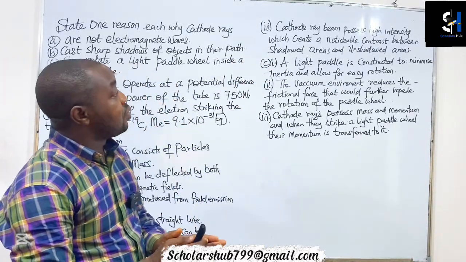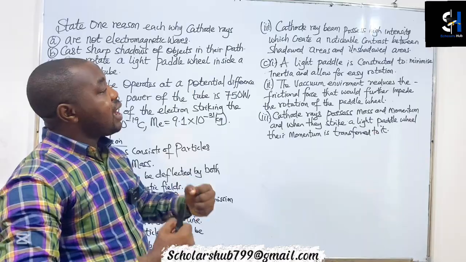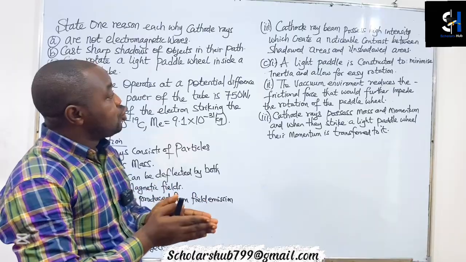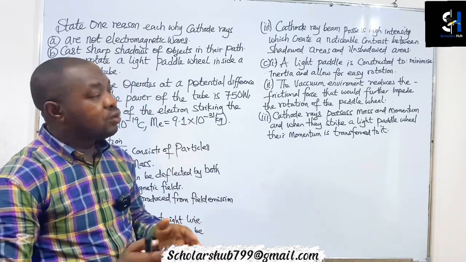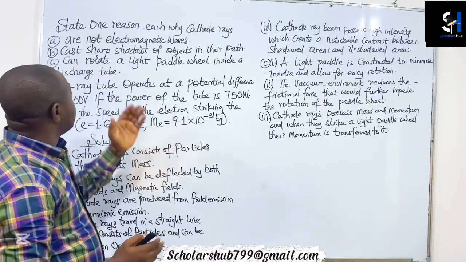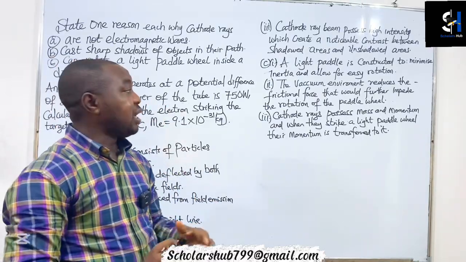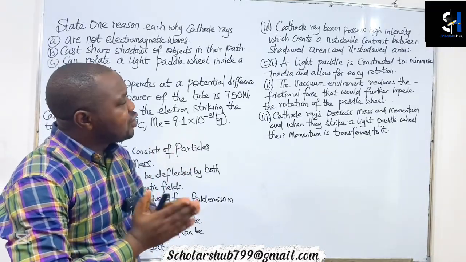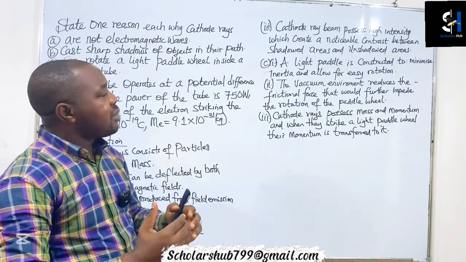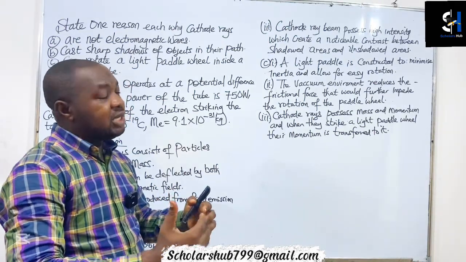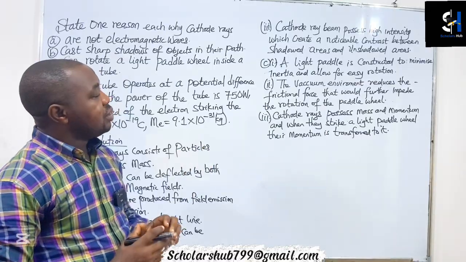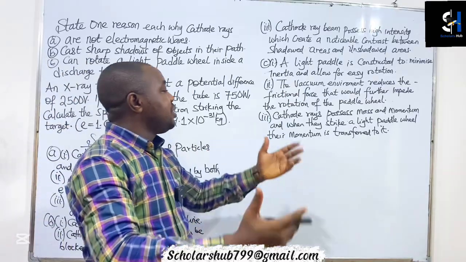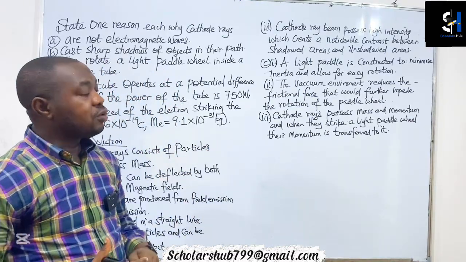Then also, it is because the cathode ray beam possesses high intensity brightness, which creates a noticeable contrast between the shadowed area and the unshadowed area. Now, the other one is why cathode rays can rotate a light paddle wheel. That is because, the first reason is that a light paddle wheel is constructed to minimize inertia and allow for easy rotation. Then two, the vacuum environment reduces the frictional force that would impede the rotation of the paddle wheel.